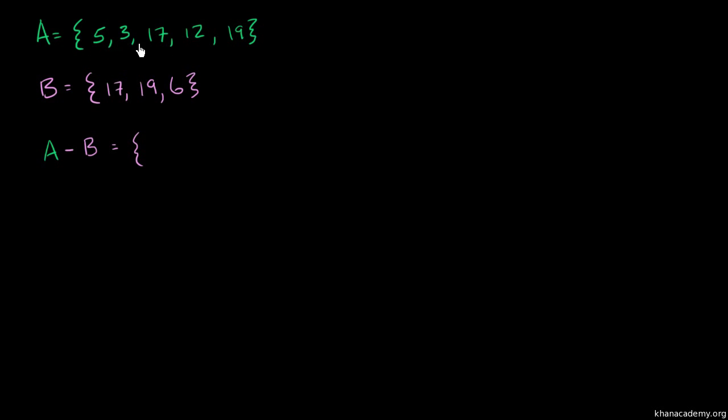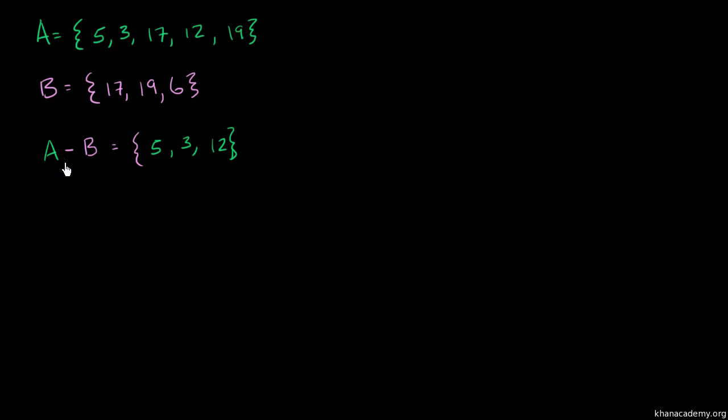Well, that means let's take set A and take out the 17s, the 19s, and the 6s. So we're going to be left with the 5, the 3, we're not going to have the 17 because we subtracted out set B. 17 is in set B, so take out anything that is in set B. So you get the 5, the 3, see the 12 is not in set B, so we can keep that in there, and then the 19 is in set B, so we're going to take out the 19 as well. And this right over here is set B subtracted from set A.